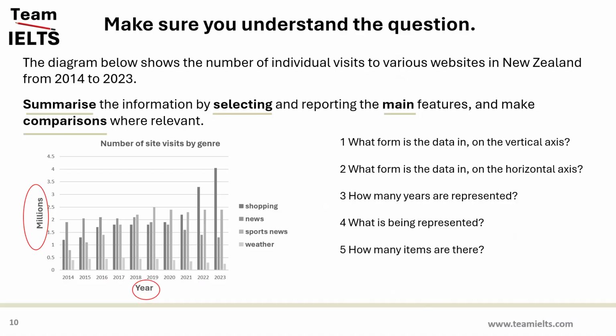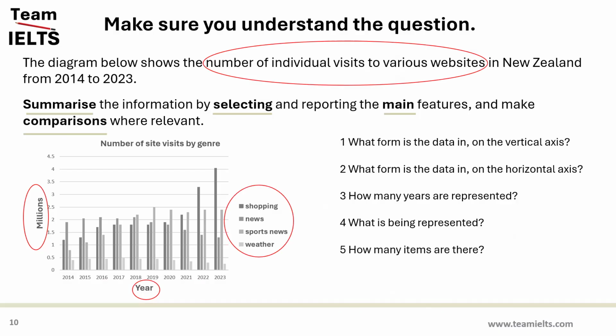And what exactly is it all about? What's being represented? That's a number of individual visits to various websites. And how many items are there? There's 4: shopping, news, sports news, and weather. So that's the thing you should do, just taking a minute before you start writing.